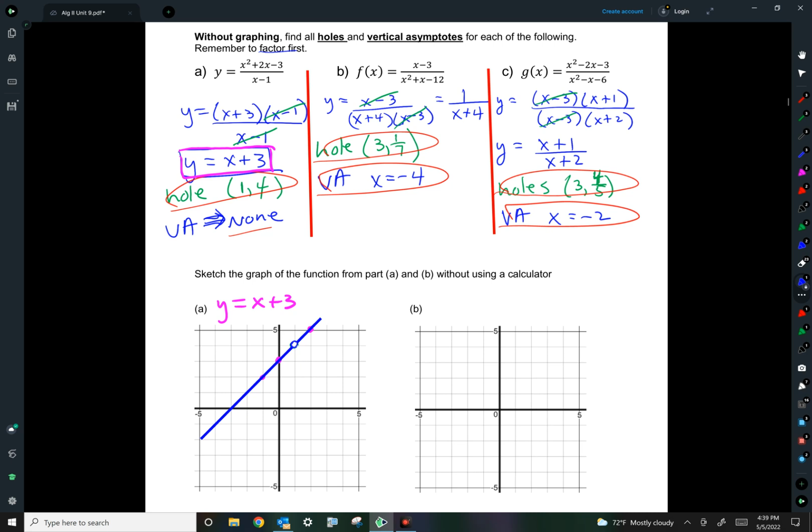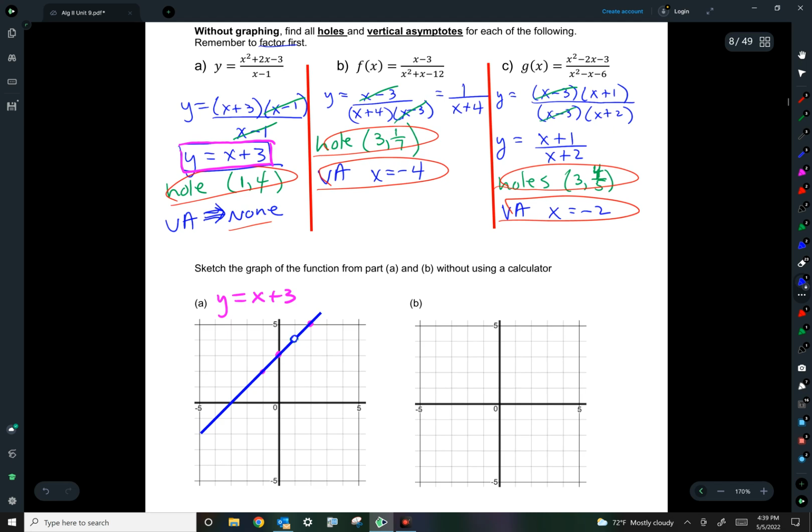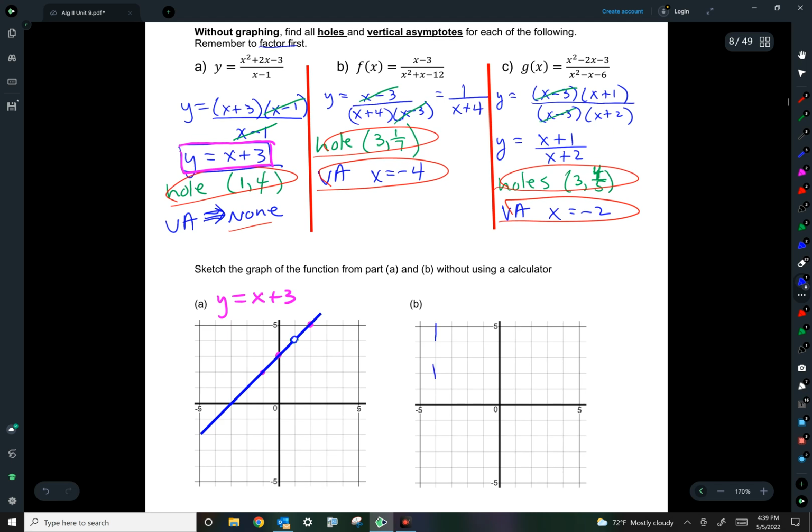Okay, look at letter B. Well, letter B did have a vertical asymptote, didn't it, at -4? So let's put that on. So vertical asymptote at -4. And there's a hole at 3, 1/7. So 1, 2, 3, and 1/7 is just going to be barely above the x-axis right there.